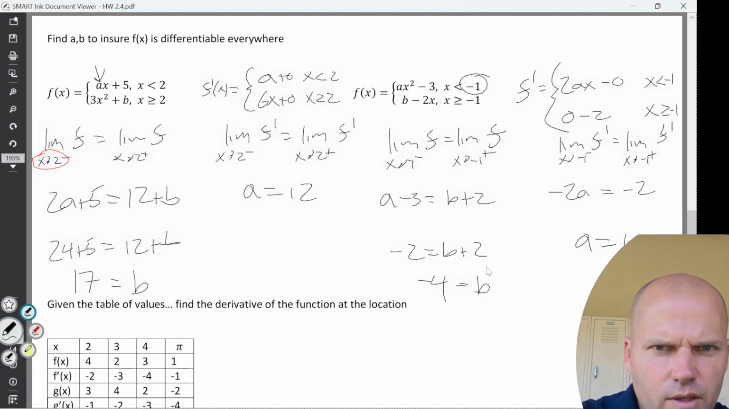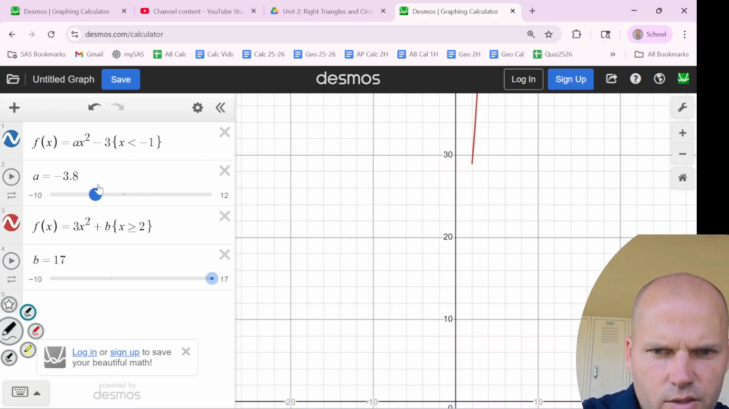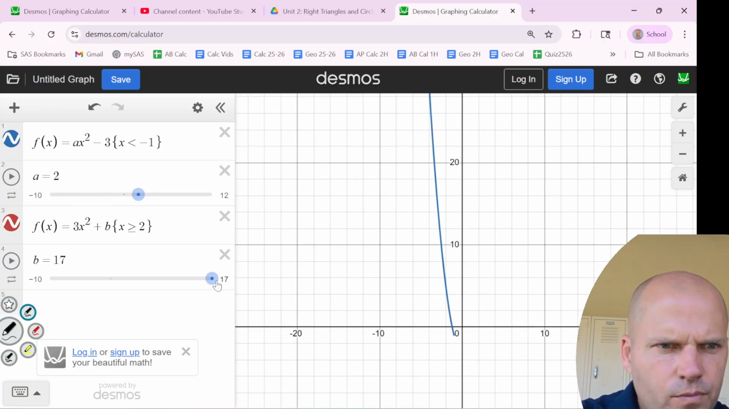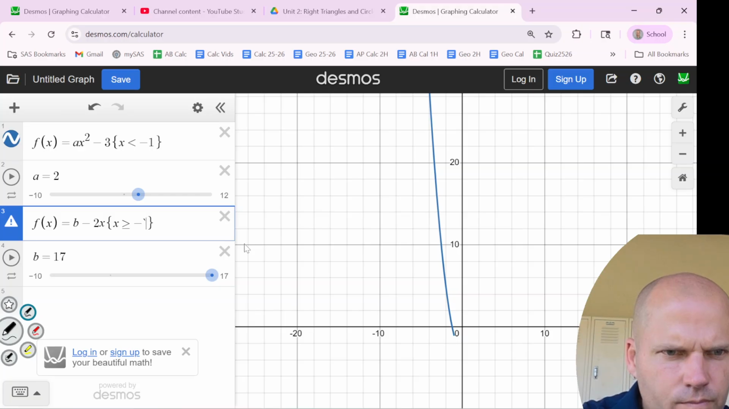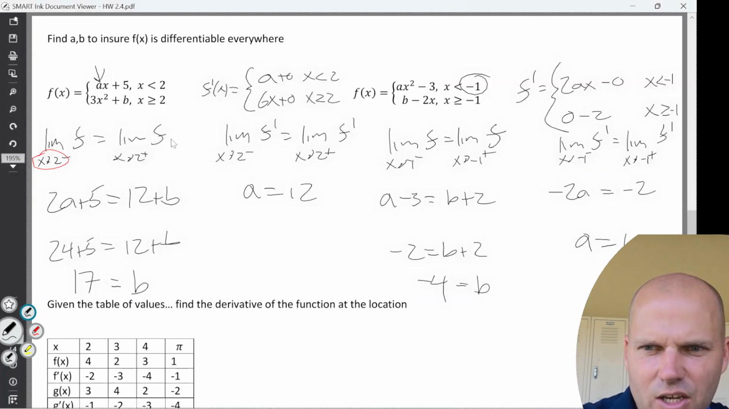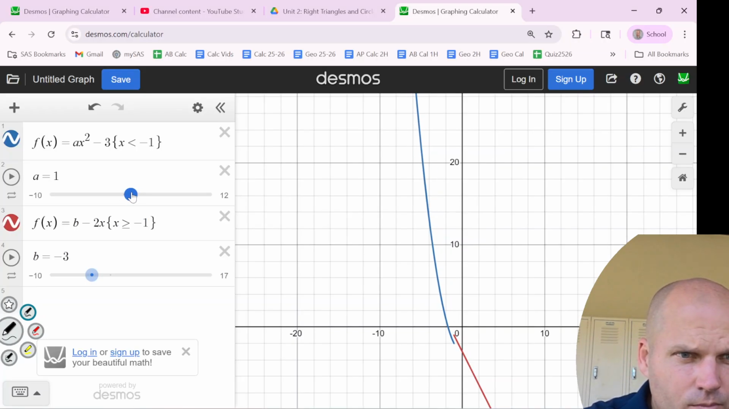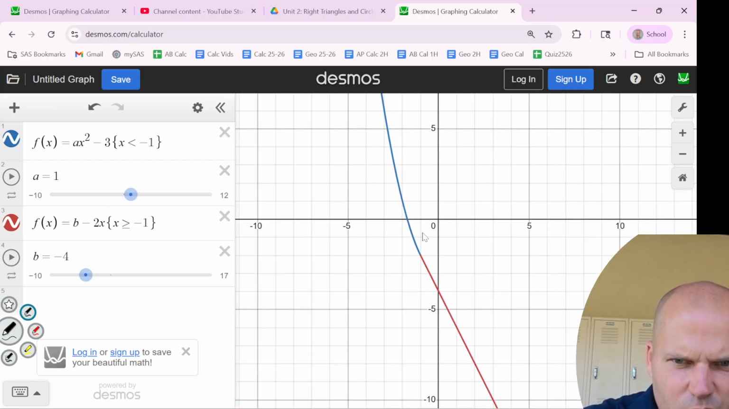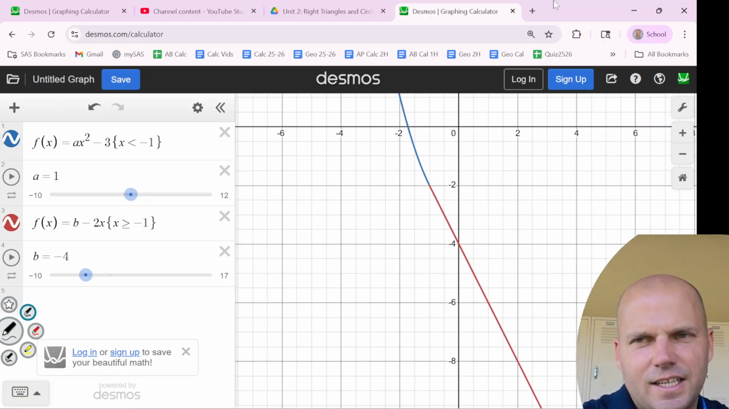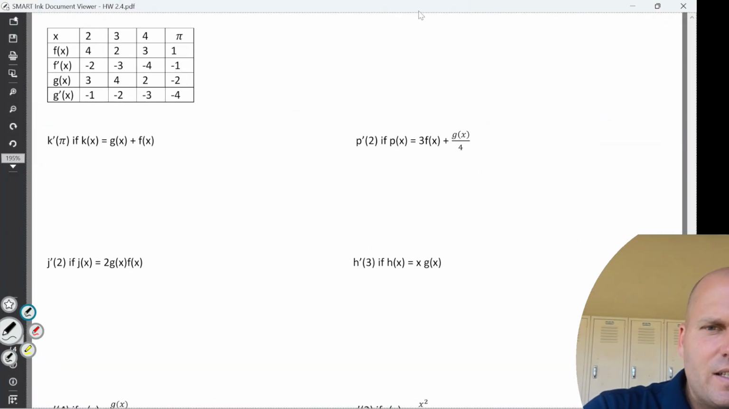ax squared minus 3 for x less than -1. Cool, so it looks like that. And then we got b minus 2x for x greater than -1. So I got to shift it down, and rotate them so that they meet up nicely. If a is 1, that's a nice rotation. If b is -4, look at that. We connect so nicely right there. It's beautiful. It's nice to be able to visualize. I've never really visualized this stuff in the past.